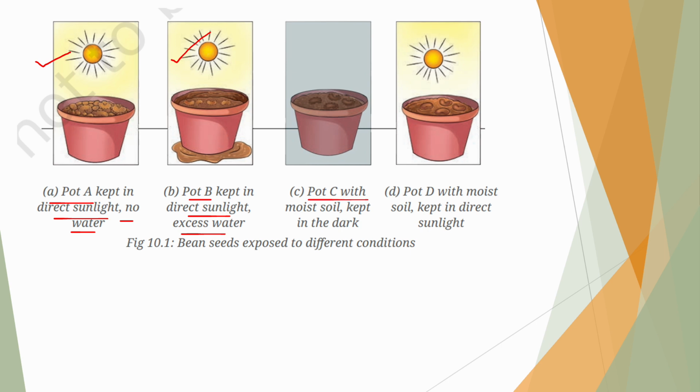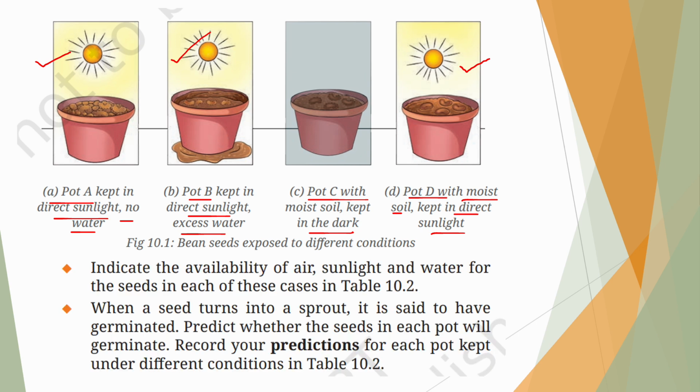Then pot C. Pot C kept in the dark with the moist soil. See, there is no sun, no sunlight. Then with moist soil. Next, pot D with moist soil kept in direct sunlight. See, here there is sunlight and the soil is also slightly moist. Indicate the availability of air, sunlight and water for the seeds in each of these cases in table 10.2.